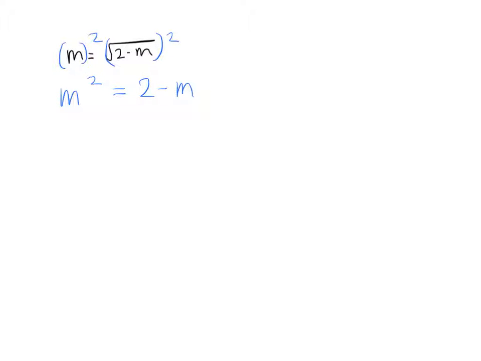What type of equation is that? Quadratic, right. And we know how to solve a quadratic equation. I hope you remember, because we just spent like a month on it. Get everything on one side of the equation. So we'll change this to m squared plus m minus 2 equals 0. So add m to both sides, subtract 2 from both sides, and then factor if possible.